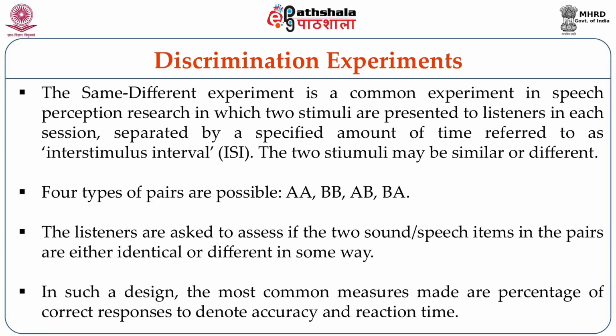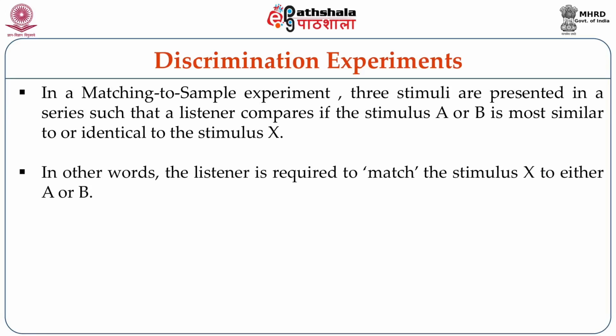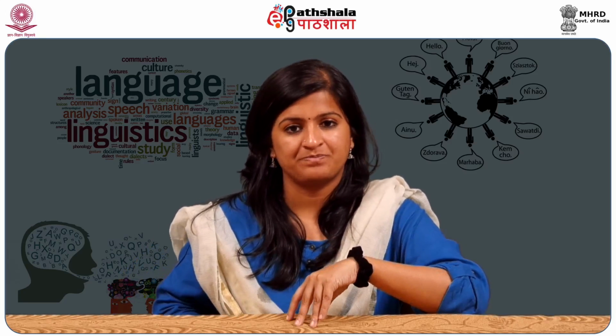In such a design, the most common measures made are percentage of correct responses to denote accuracy and reaction time. In a matching to sample experiment, three stimuli are presented in a series such that a listener compares if the stimulus A or B is most similar to or identical to the stimulus X. In other words, the listener is required to match the stimulus X to either A or B. Depending on the order of the stimuli in the series, variations to this experiment are possible. In other words, the stimuli could be presented as AXB, XAB, ABX.